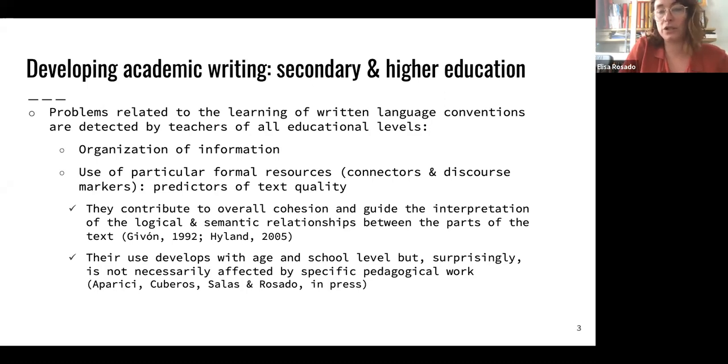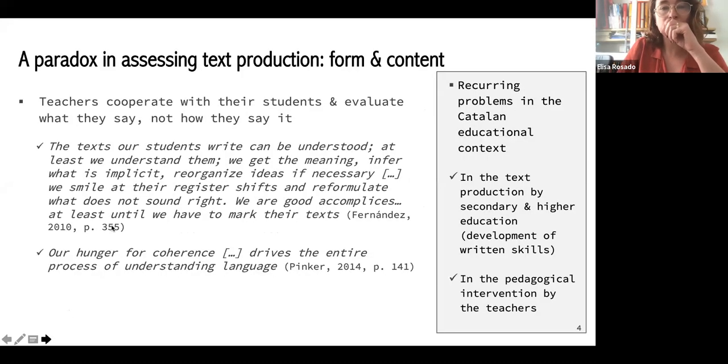I won't go into that in detail, but surprisingly, and you'll see that in a moment, we found out that although it's typically a developmental feature, it's not necessarily so easily or straightforwardly affected by pedagogical work. We'll comment on that later. And I'm sure you will be familiar with this problem. I'm moving us all here so that we can read everything.